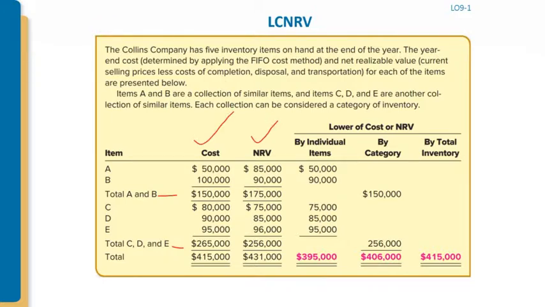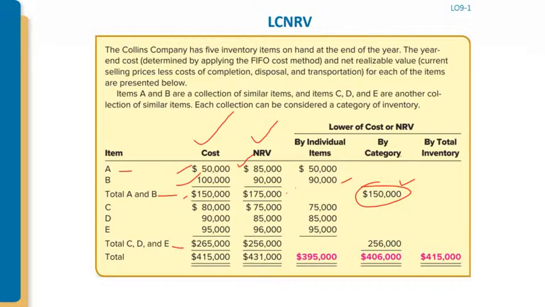Let's see here that for item A, the cost is 50,000 and NRV is 85,000. So the lower of these two is 50,000. In the case of B, cost is 100,000 and NRV is 90,000, so the lower one is 90,000. The total by category, meaning A and B, is 150,000. This is 90 plus 50. Actually, total cost is 150 and NRV is 175. Out of these 150 and 175, 150 is the lower one. So 150 we have taken.